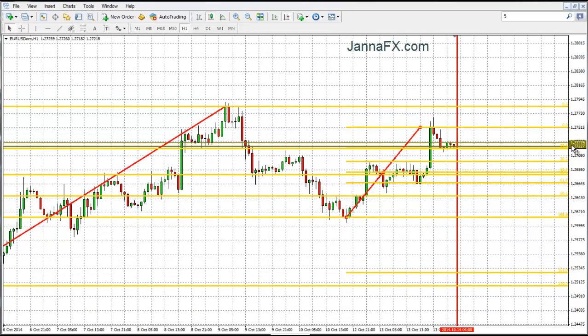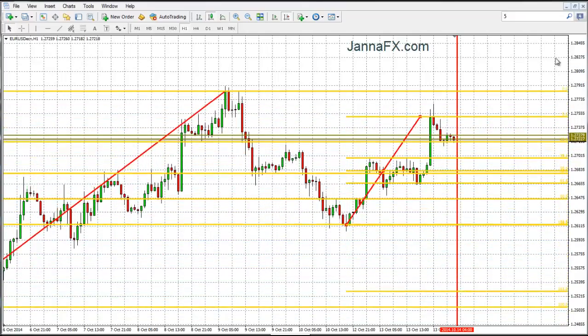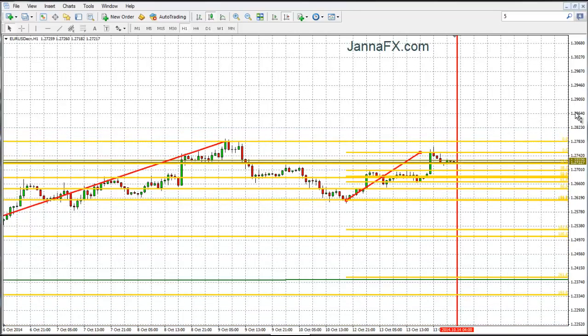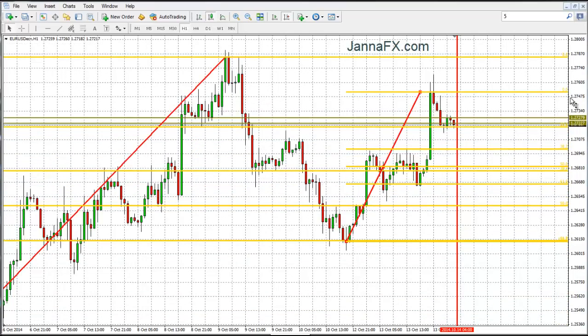But again, we're kind of thinking that if the market would go down and break this position, that position, we would expect it to go to these levels, before it will probably try to correct itself again, and then continue going down and try to reach that level. So that's how we're going to see what's going to happen during the week, and that's how you can use Fibonacci lines.